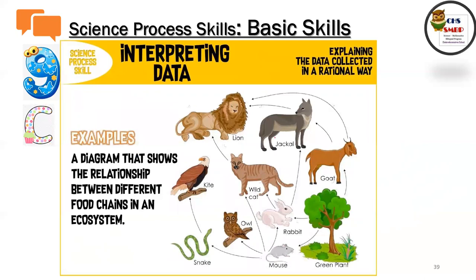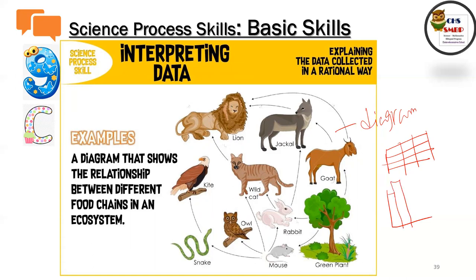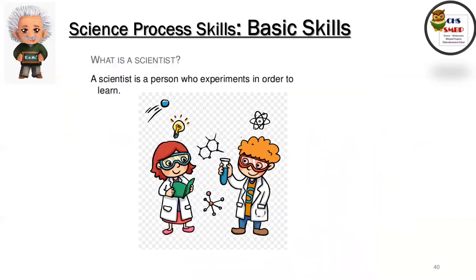Next, you see interpreting data. You can interpret data through a diagram. You can interpret data through tables or charts. You can interpret the data through graphs. Right, we have different types of tools to interpret the data. Now, who is a scientist? A scientist is a person who experiments in order to learn. So a scientist must follow the scientific method and also the science process skills to learn.